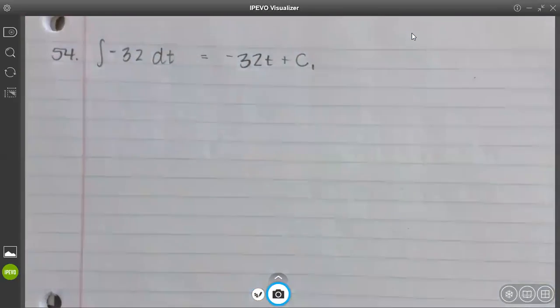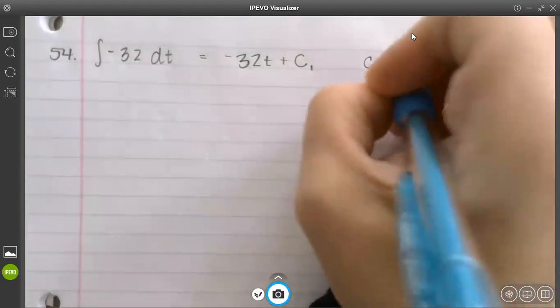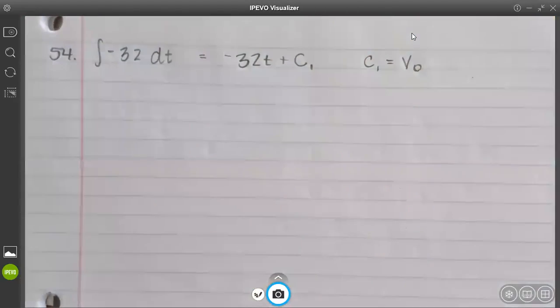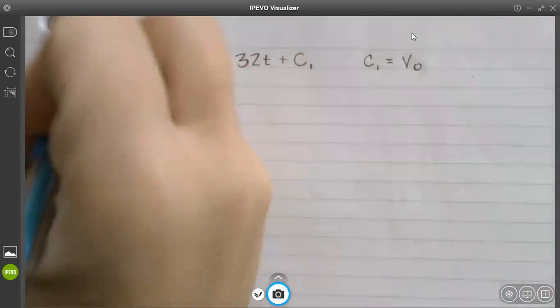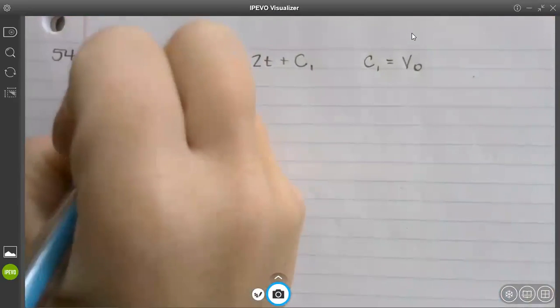And then we have our plus C1, right? C1 is going to be our initial velocity. Okay, that's what it is all the time. That's where that 60 came from in the last one. It was our initial velocity. Does everybody understand? But they don't give us one this time, so we're going to leave it as V sub O, which stands for initial velocity. So then we're going to integrate our new equation.